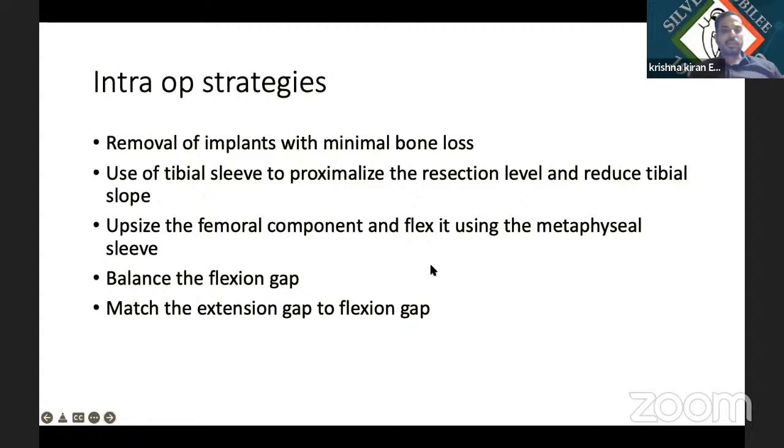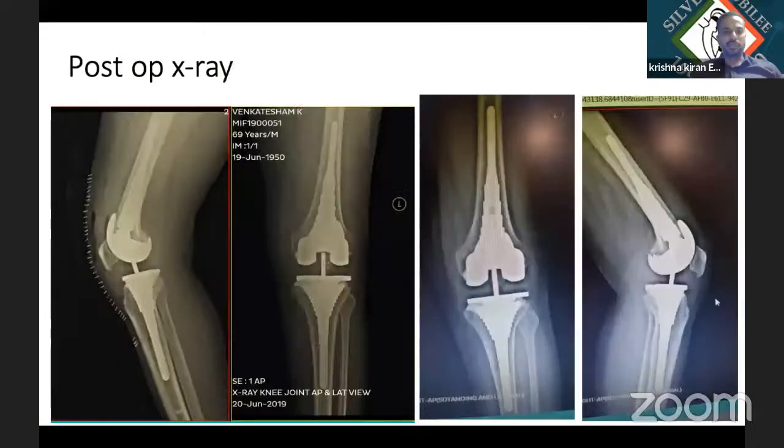We upsized the femoral component and flexed it using the metaphyseal sleeve. So if you restore the anterior bow and use the metaphyseal sleeve appropriately, Dhanasekar was pointing out to this, you can flex the femoral component and stuff the flexion gap, which we wanted to do. We balanced the flexion gap and did some additional distal resection to match the extension gap to the flexion gap. So these were the strategies which we followed.